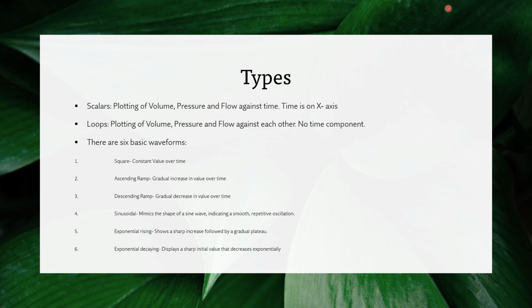Exponential rising shows a sharp increase followed by a gradual plateau. Exponential decaying displays a sharp initial value that decreases exponentially. Generally, ascending and descending ramps are considered same as the exponential ramps, means exponential rising as ascending ramp and exponential decaying as descending ramp.